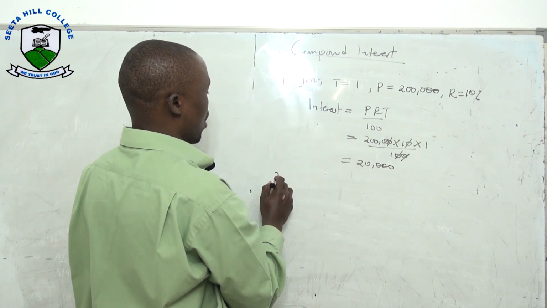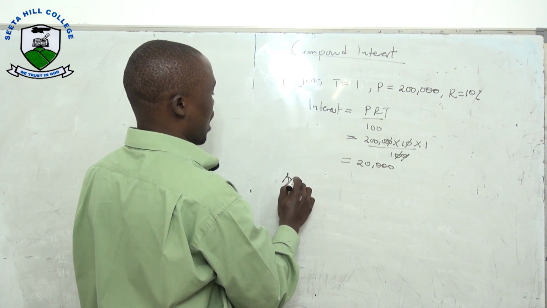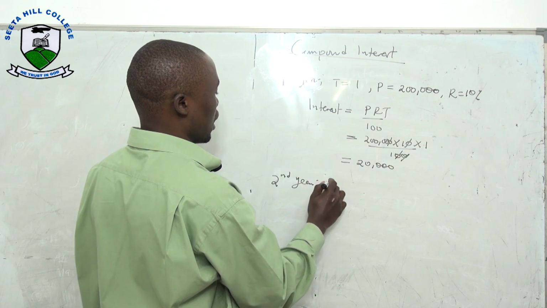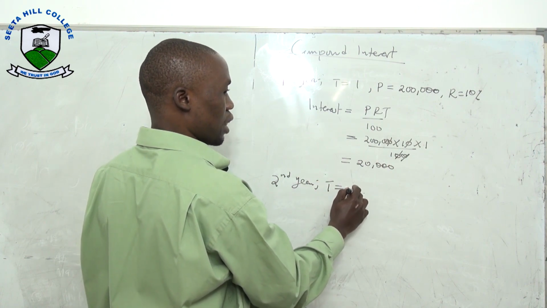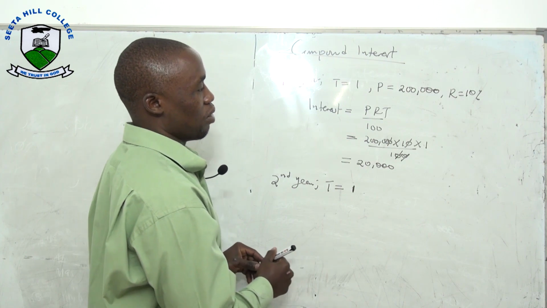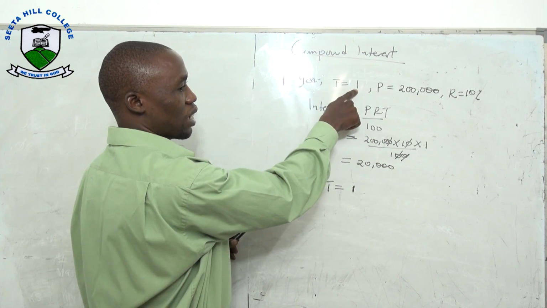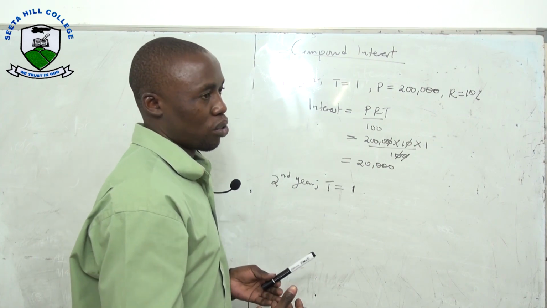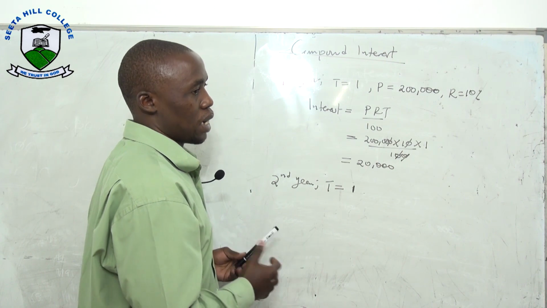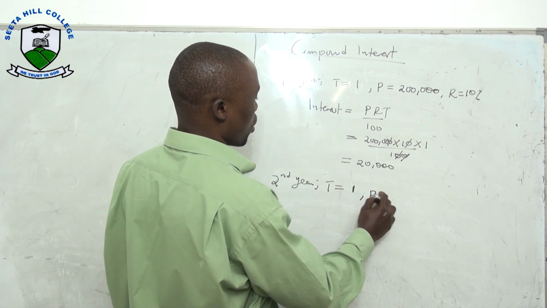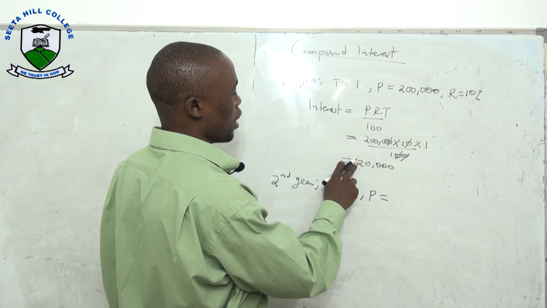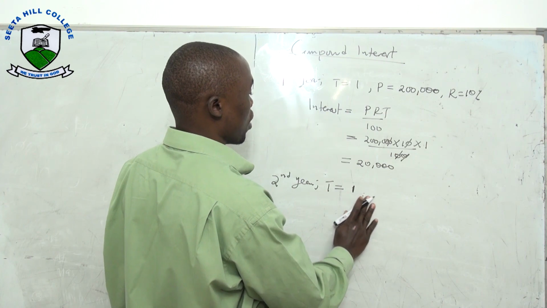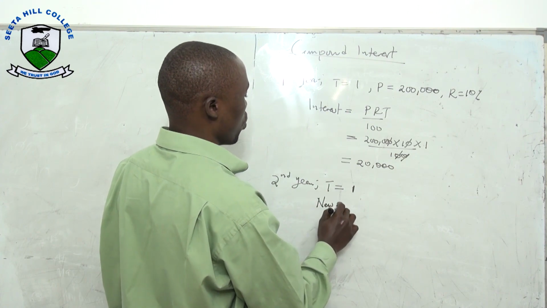Now the amount. Let me just go to the second year and call time 1 again. Still remains 1, because we are going for 3 years, and each year is handled independently because it has got its new money. The principal here becomes the interest plus the old principal. There you are, the new principal.